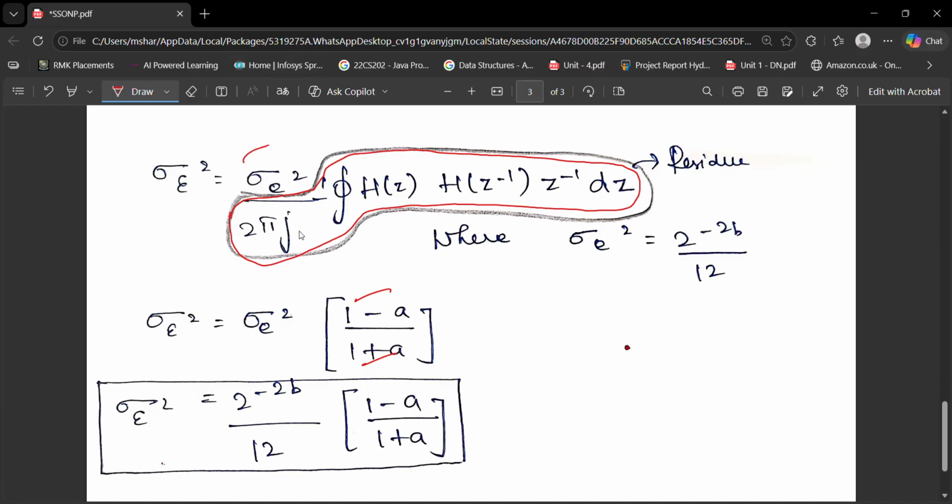Now the remaining thing is sigma e square. We know that the sigma e square formula is 2 power minus 2b by 12. Actually, the original formula is sigma e square is equal to q by 12, where the q value is 2 power minus 2b. So this is 2 power minus 2b divided by 12 into 1 divided by 1 plus a. This is the final answer for the steady state output noise power.